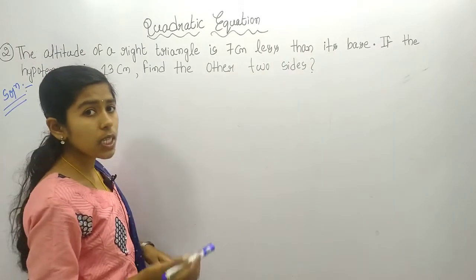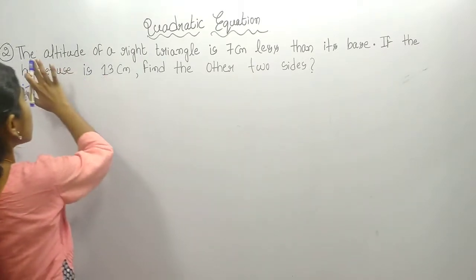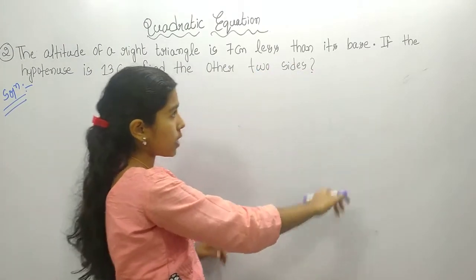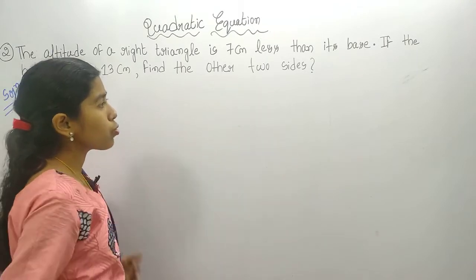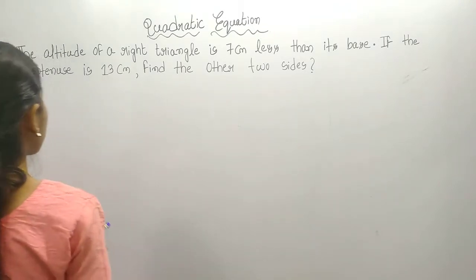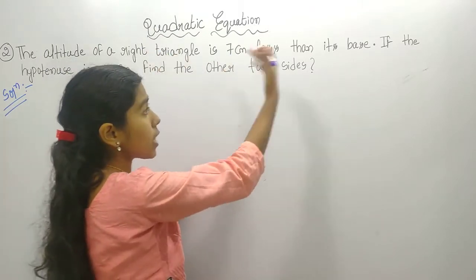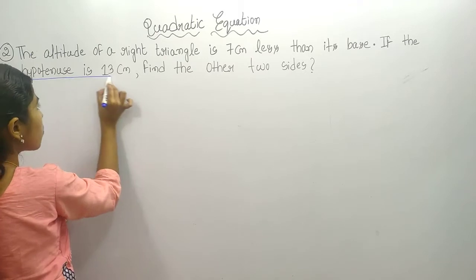So this is our next question. You see what is given in the question. The altitude of a right triangle is 7 cm less than its base. If the hypotenuse is 13 cm, find the other two sides. Here you see, the altitude of the triangle is 7 cm less than its base. The hypotenuse is already given to you.